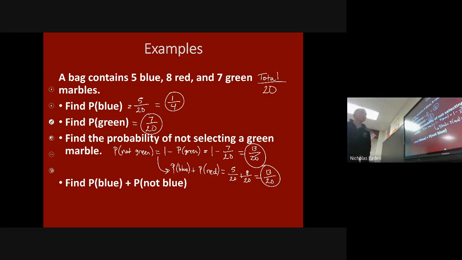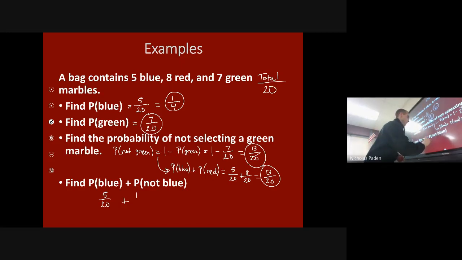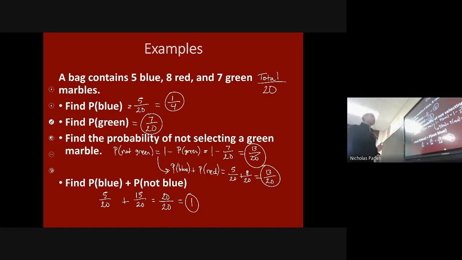All right, and then finally, the probability of not selecting blue plus the probability of selecting blue. Well, you think about it, everything is either blue or it's not blue. And so if we did the math just to check, the probability of selecting blue is 5 out of 20, plus the probability of not selecting blue would be everything else, red plus green. 8 plus 7 would be 15 out of 20. 5 plus 15 gets us 20 out of 20. And 20 out of 20 simplifies to 1. So there's a 100% chance that we either select a blue marble or we don't select a blue marble. Okay, so that's finding the probability of a simple event.